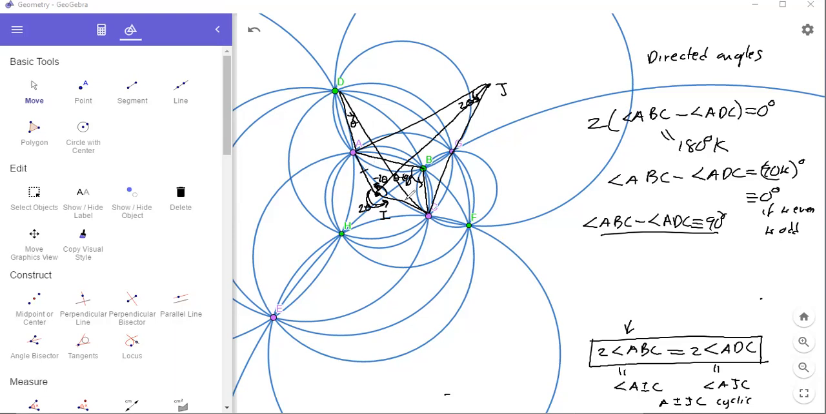And AI will be equal to CI, AJ will be equal to CJ. So in fact, this is a very symmetric figure. So we get a right angle at A and C. So IJ is basically the diameter of the circle that passes through A and C and IJ. So in fact, that's how we construct this.